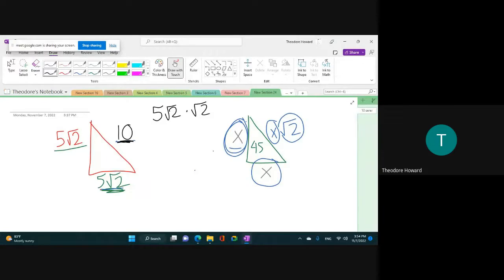So look, square root 2 times square root 2. We know 2 times 2 is what? 4. But we know that 4 is the square root of what? 2. Good job. What's 5 times 2? 10. That is how you got 10.